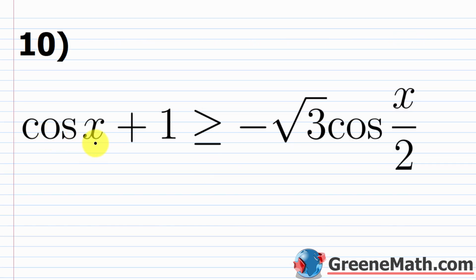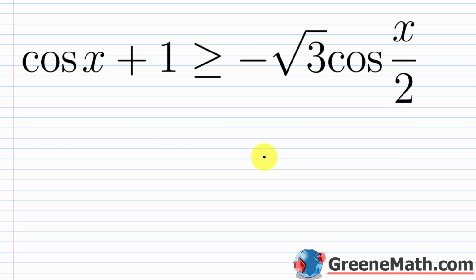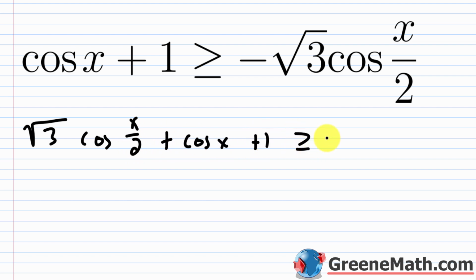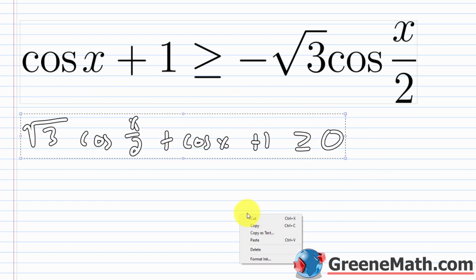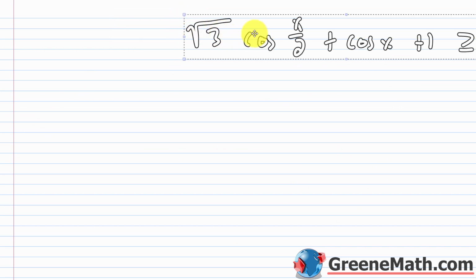So here we have the cosine of x plus 1 is greater than or equal to negative square root of 3 cosine of x over 2. The first thing I'm going to do is add square root of 3 cosine of x over 2 to both sides. Let me write that over here. So square root of 3 cosine of x over 2 plus the cosine of x plus 1 is greater than or equal to 0. Let me grab this and come down here and paste this in.